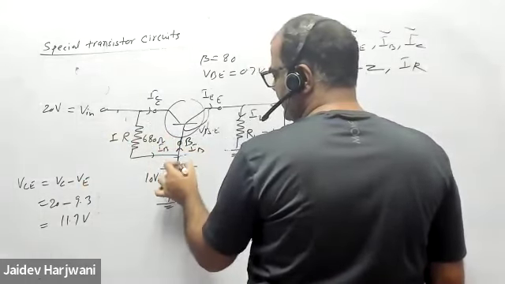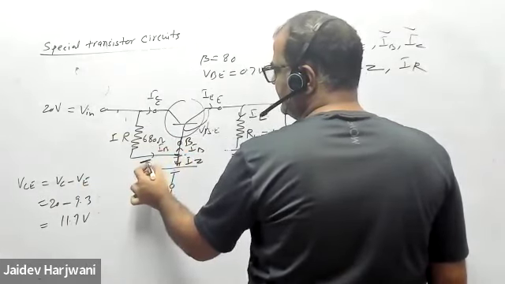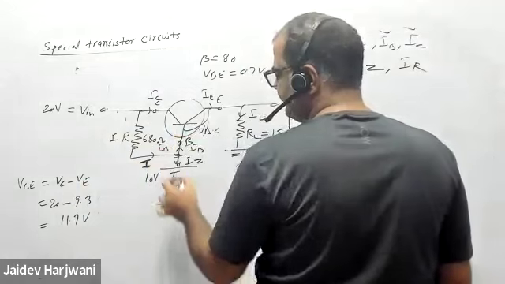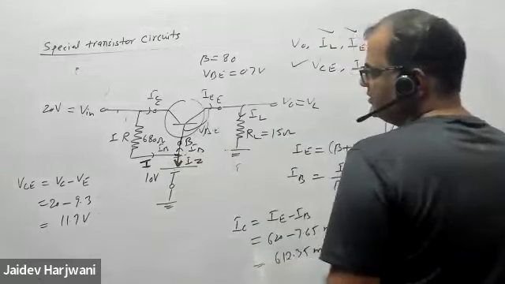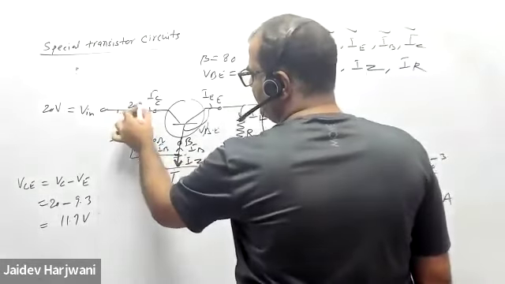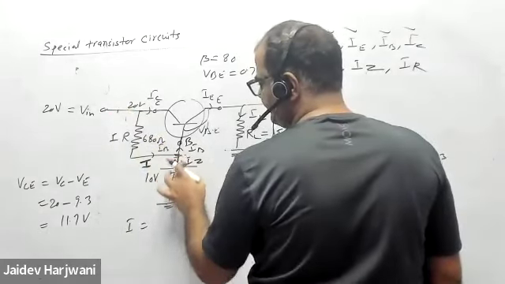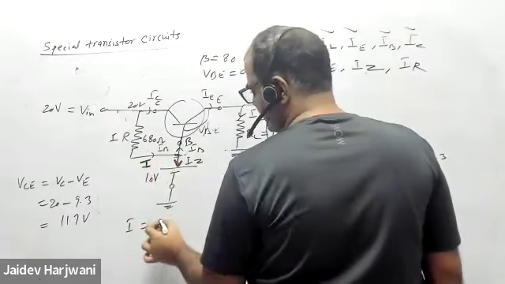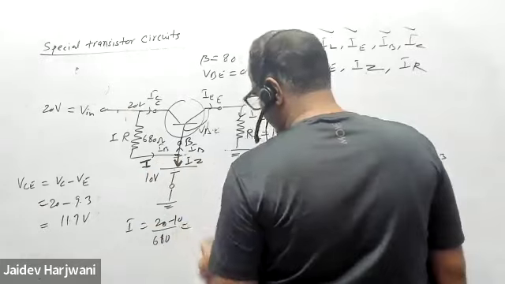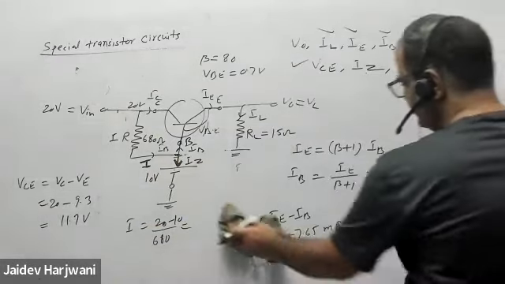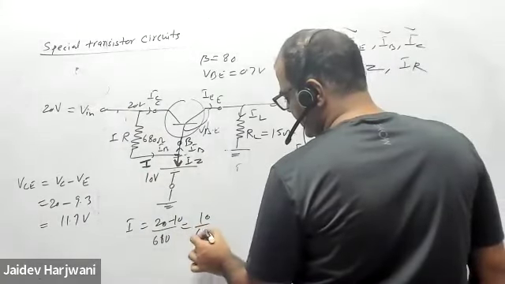Now you can find the current I. IB you already know, and now you want to find IZ. So first you need this current I, then only you can divide it into IB and IZ. Because the diode is conducting, there should be some current IZ. So first you have to find IR. This is 20 volt and this is 10 volt. So I will be 20 minus 10 upon 680.